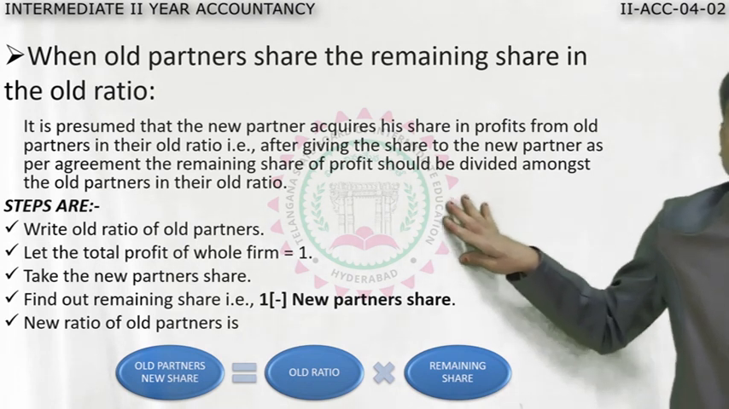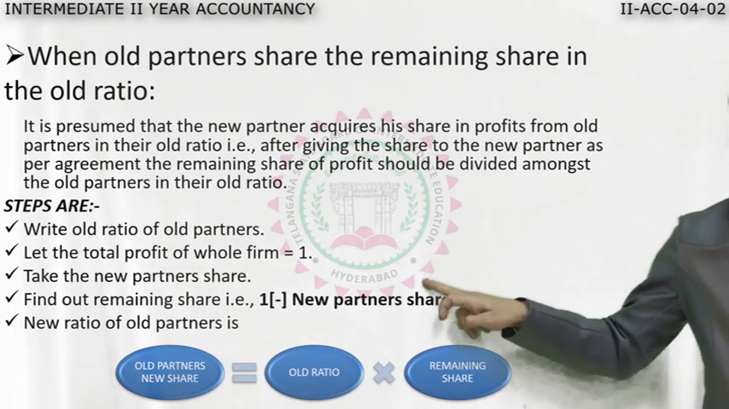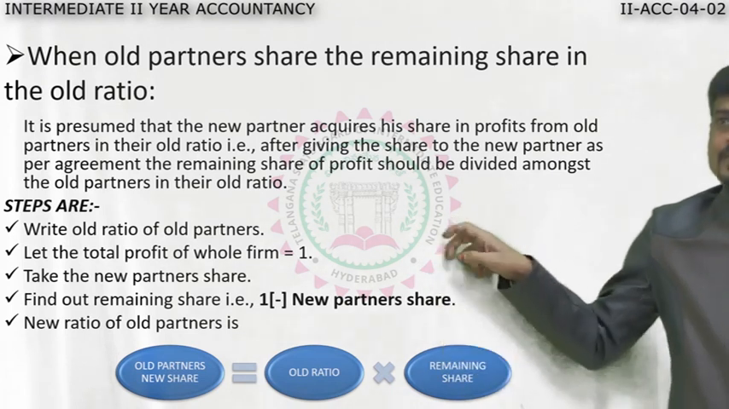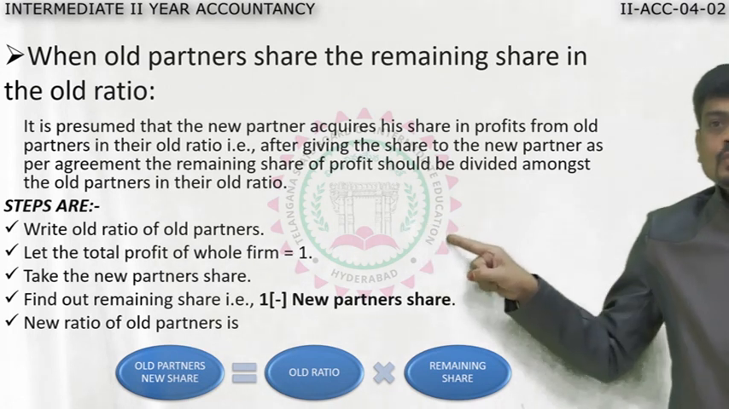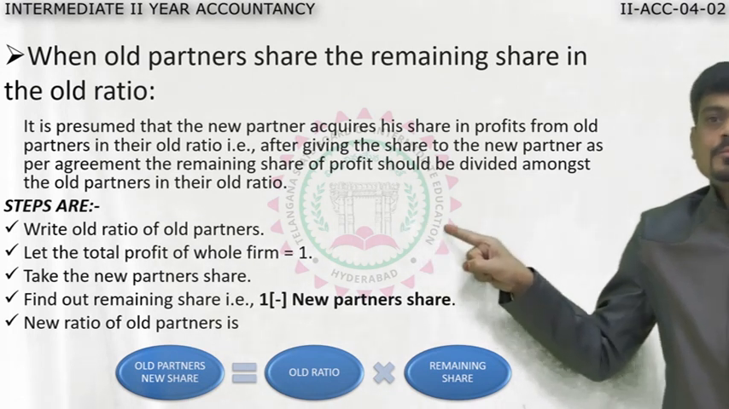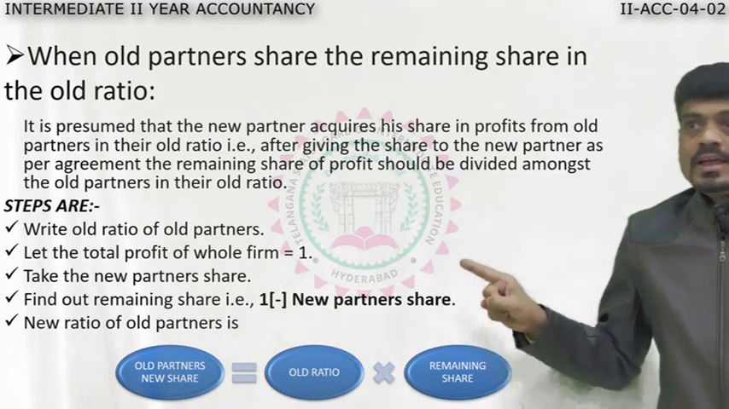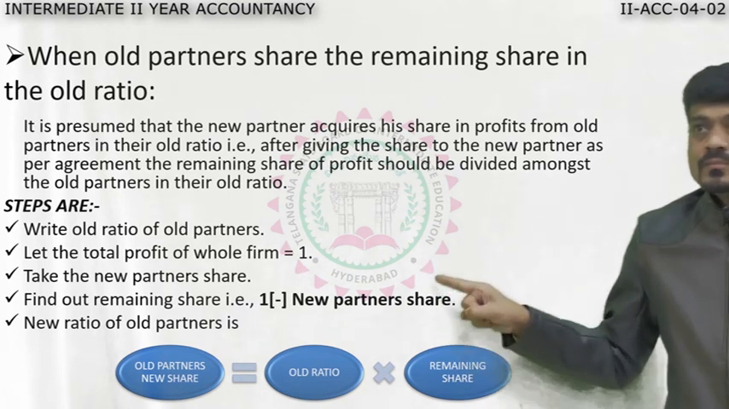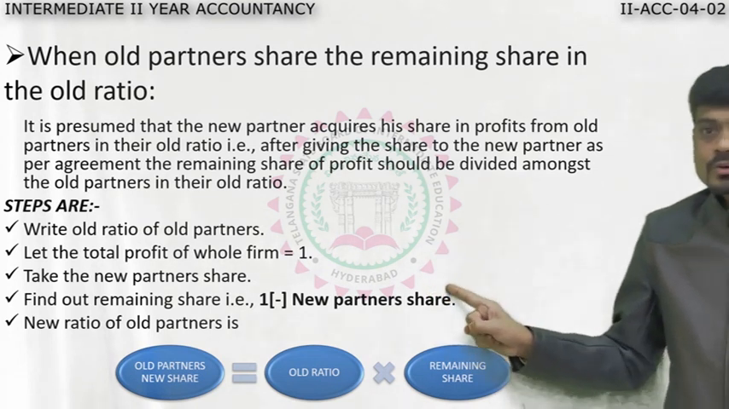And what are the steps? If you look at the steps, there are 5 steps given. First step, you have to write old ratio. Then we'll assume the total profit of the firm is 1. We'll take new partner share. Then we'll find remaining share. This is the most important point. Remaining share. How are we going to find it?